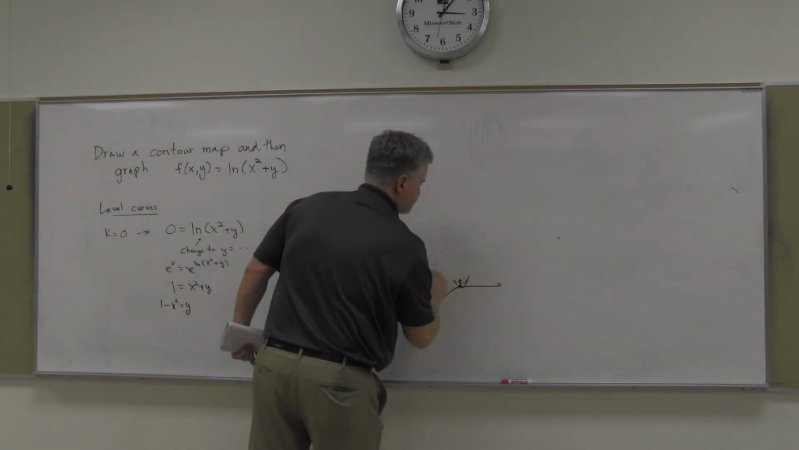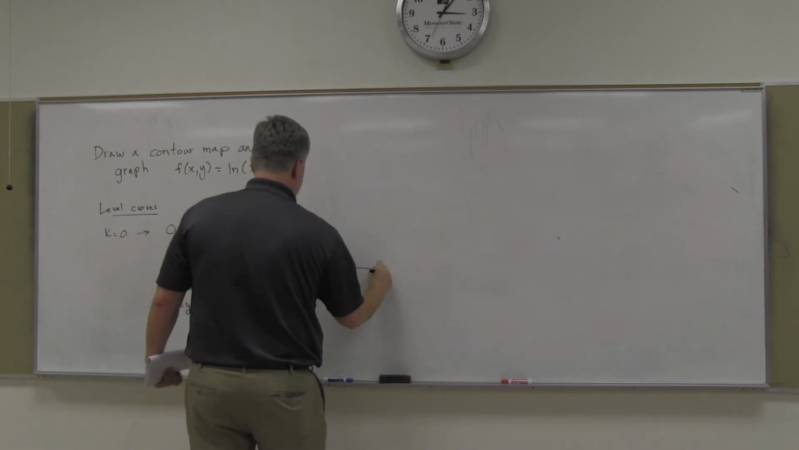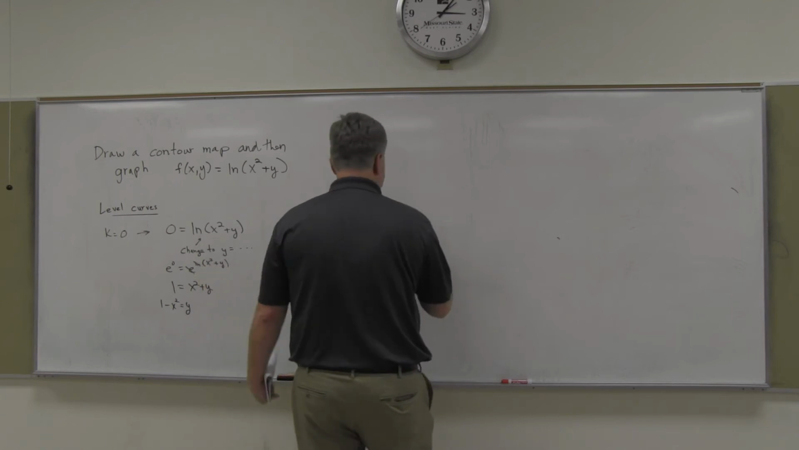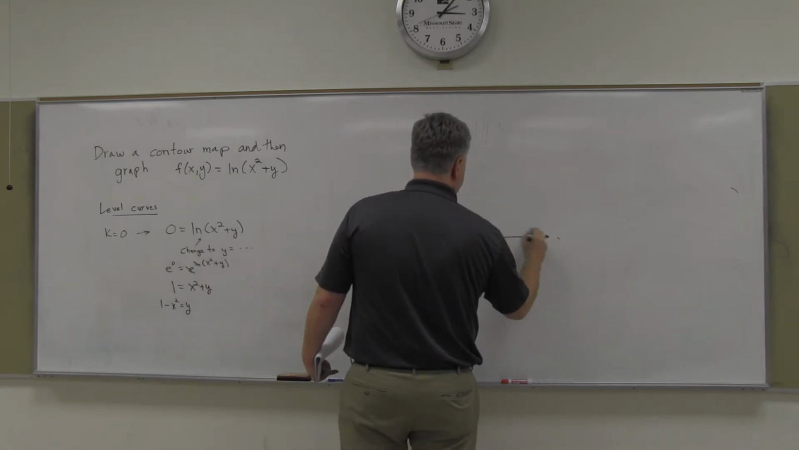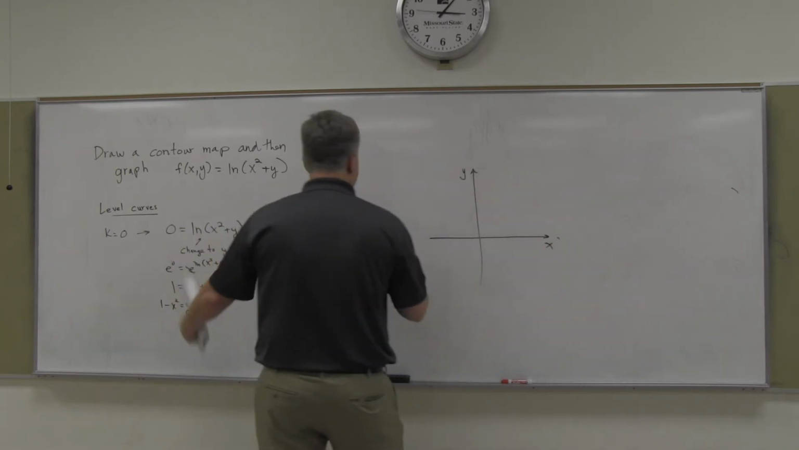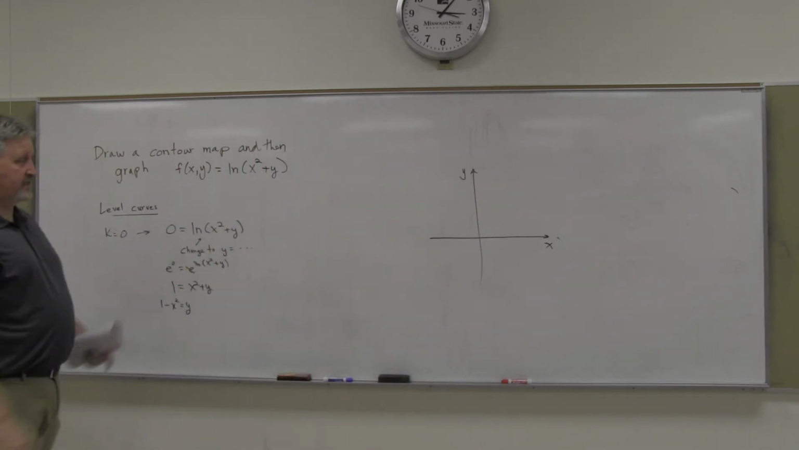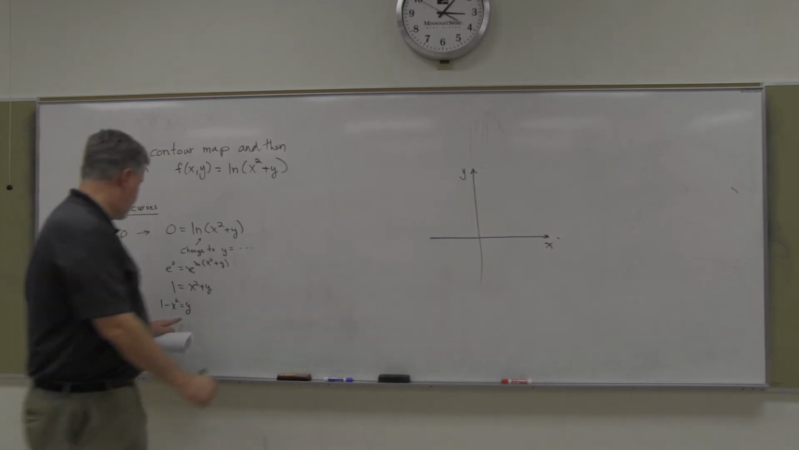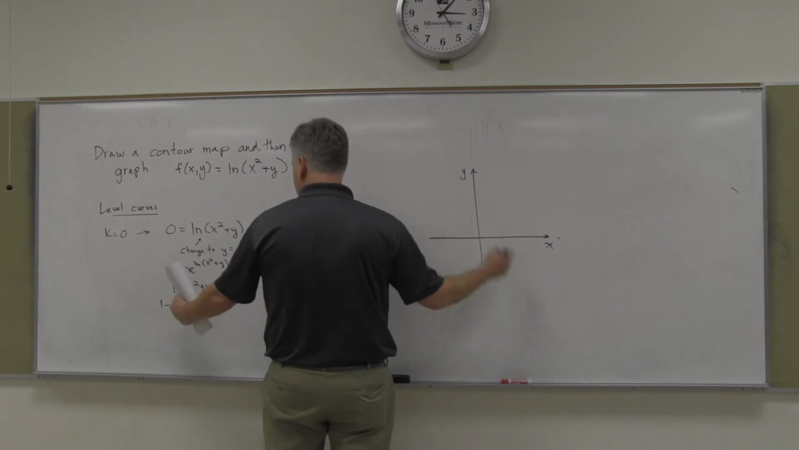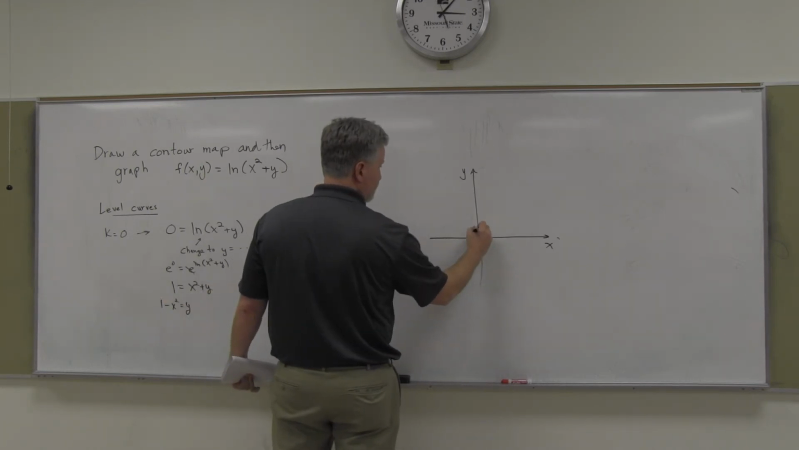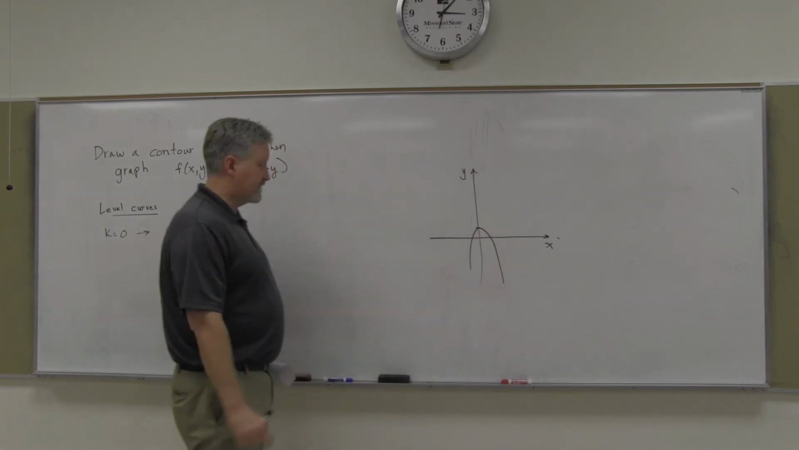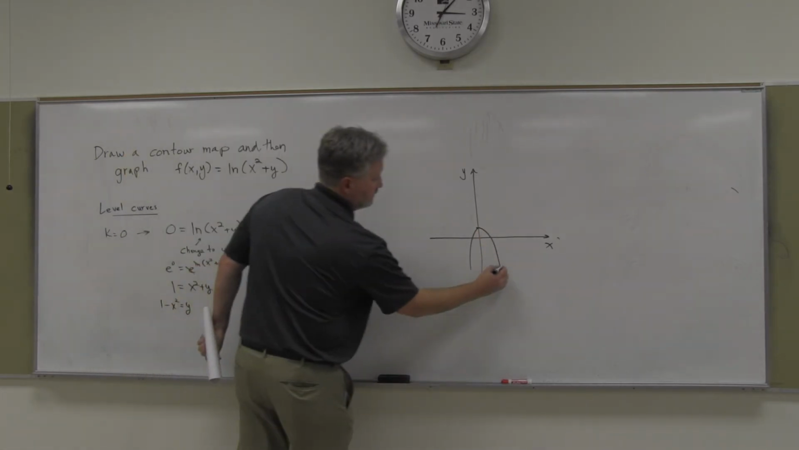Let's put it on over here so I can do some more mappings here. So now remember, when I'm doing my level curves graphing, I'm just graphing those in x, y. So yeah, like I said, that's just an upside down parabola, 1 unit up. So that's for k equals 0.